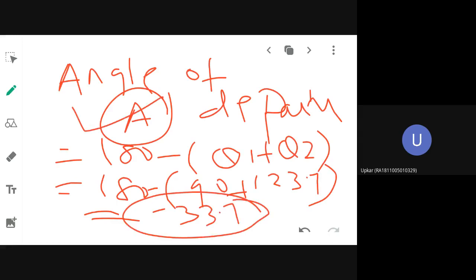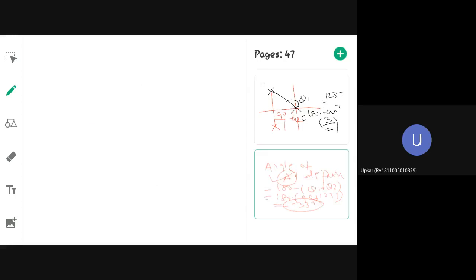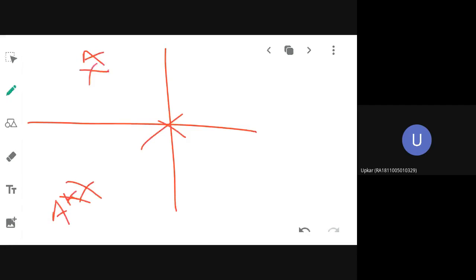Now we need to measure the angle of departure at its conjugate. This is its conjugate, and this is A. You already know that the angle of departure is minus 33.7. What about its conjugate? No need to calculate now. It's just its conjugate on the exact opposite side, so this is 33.7. Understood why I am doing it as 33.7?